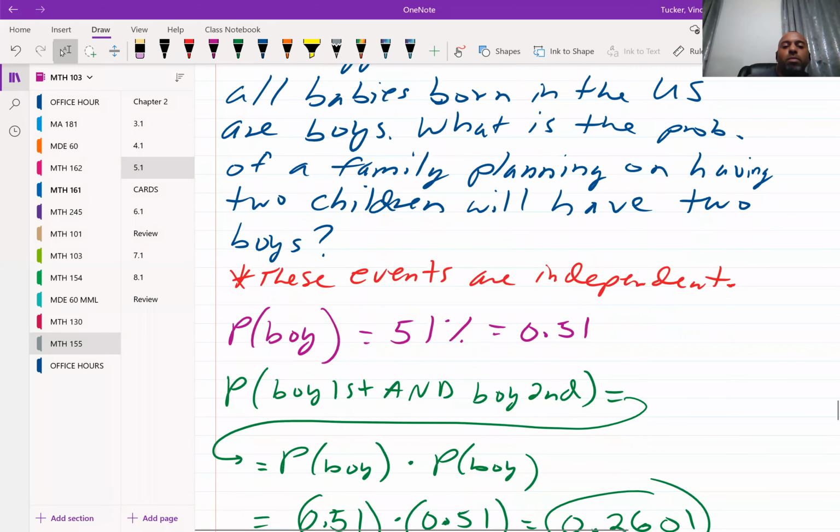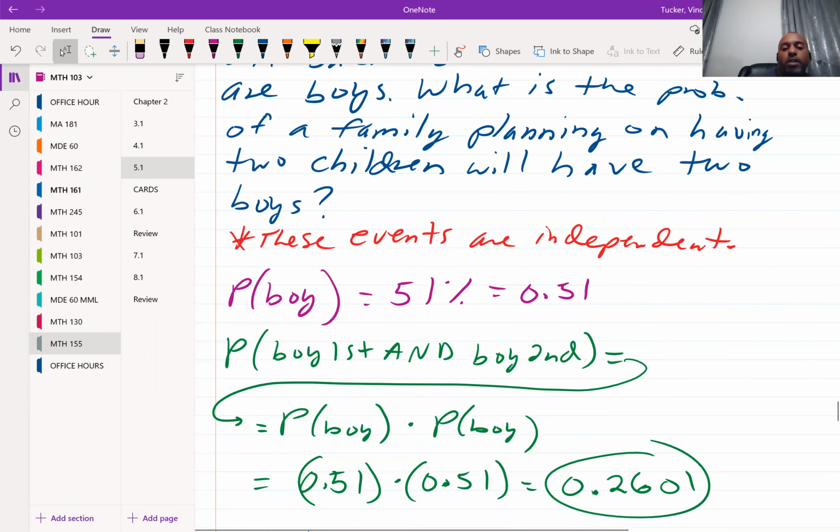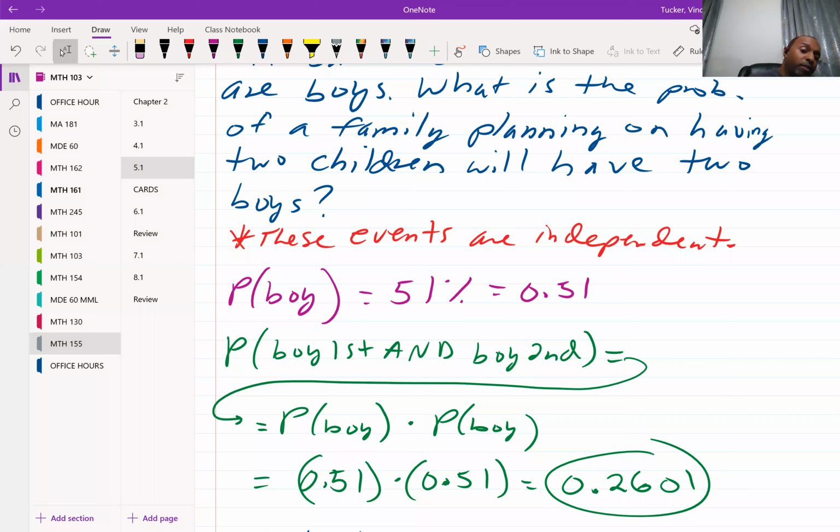Let's scroll up. Now we're looking at getting the probability of a boy first and a boy second. So just the probability of boy times the probability of boy. It's 0.51 times 0.51, which is 0.2601 as a probability. Remember, we can do this because these events are independent of each other. The probability of having one has nothing to do with the probability of another having a boy.